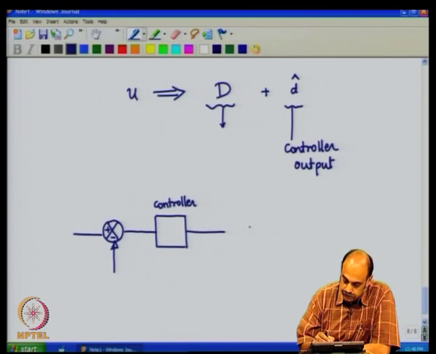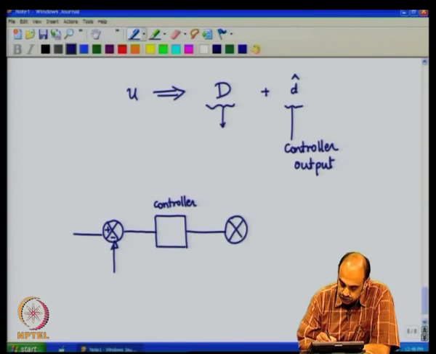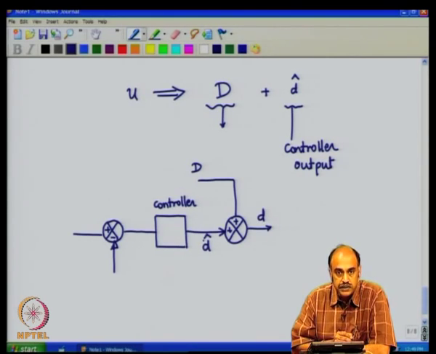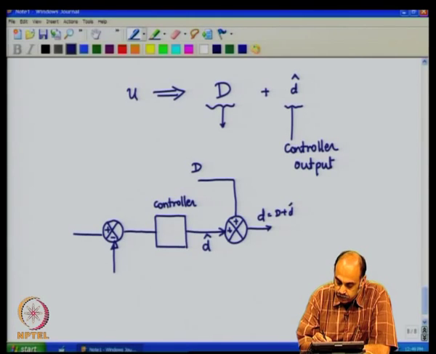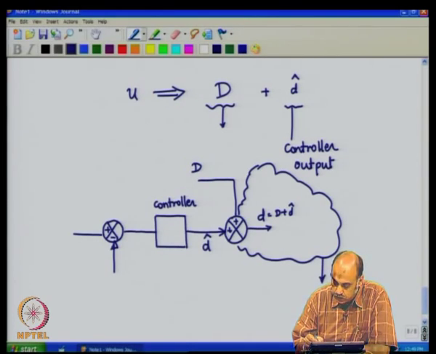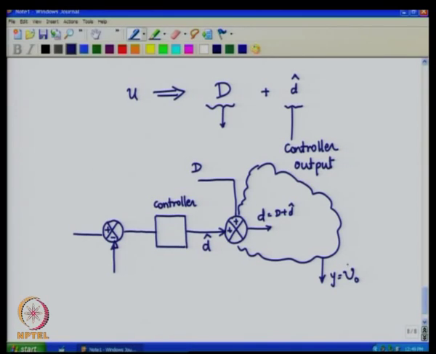So, let us say that at the plant I have an adder here, plus and plus, and to this you give the steady state D, and this goes in as D, and let the controller output give the deviation. So, this becomes D plus d hat, which is actually going into the plant and controls the output y, which is now small signal value V naught hat.